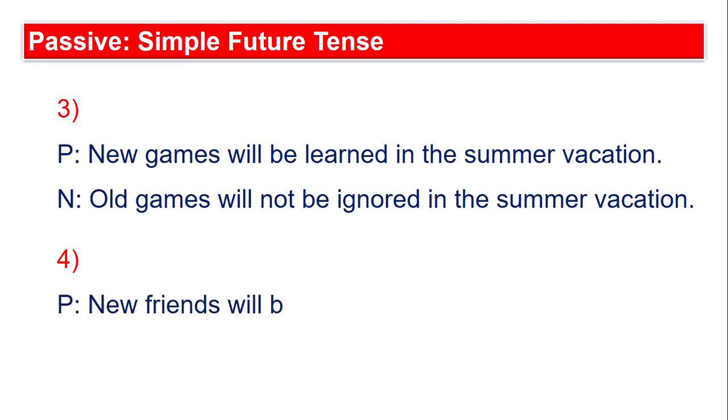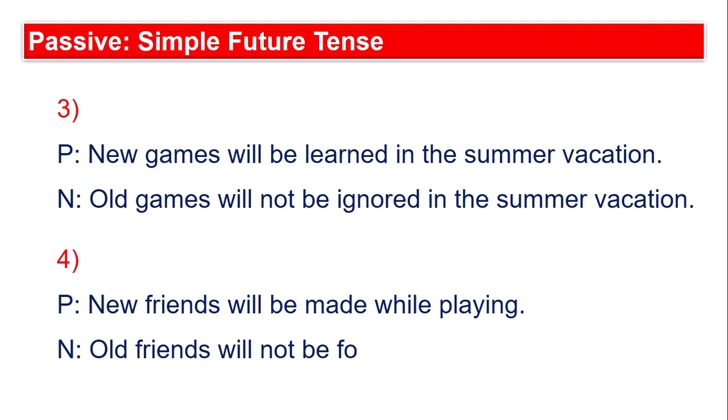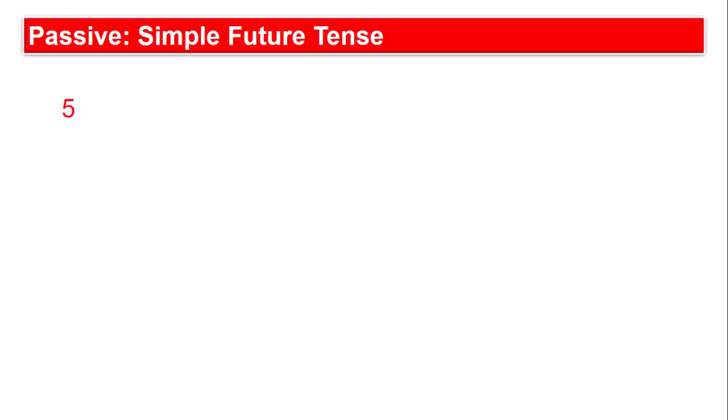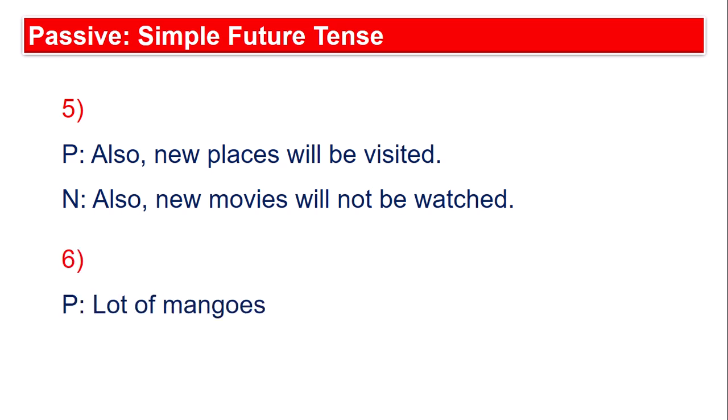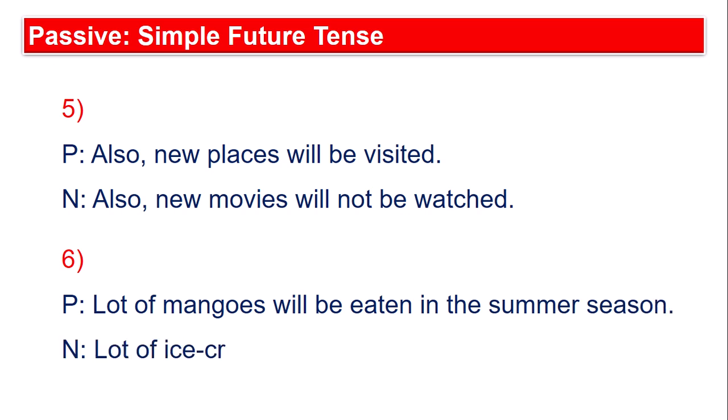Fourth sentence: new friends will be made while playing. Old friends won't be forgotten while playing. So positive and negative sentences are clubbed in such a way that it becomes a natural way of communication in English. Also, new places will be visited. New movies will not be watched, right? So we will be utilizing our vacation time, and not too many movies will be watched, right?